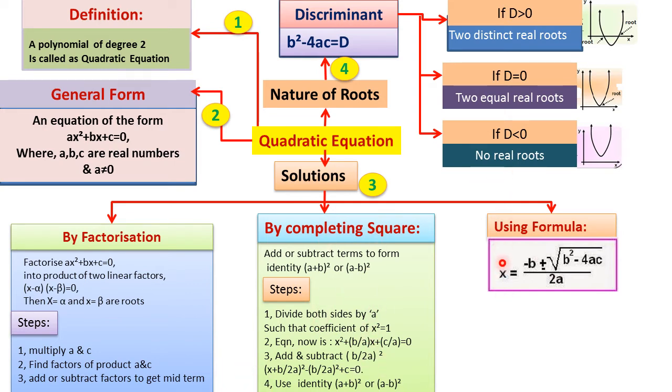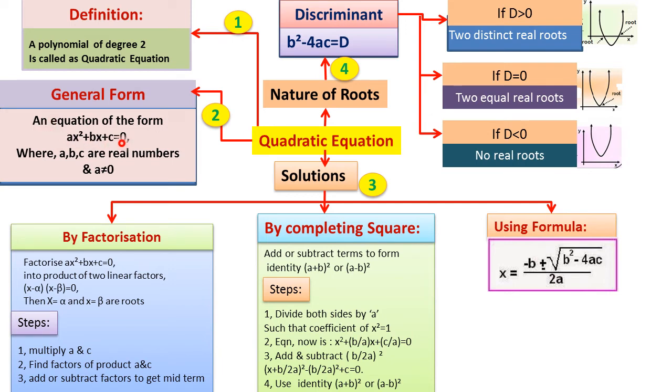Then the third one is using a formula: x equal to minus b plus or minus root of b square minus 4ac, by 2a. This is one of the easiest methods to find the solution. Suppose the method of solution is not mentioned, then you had better go for this. Using this formula, we can easily find the root value of x. Here, whatever equation is given to you is in this form.